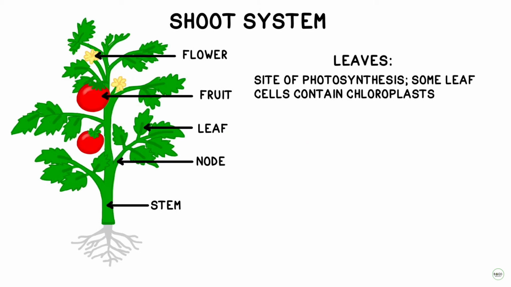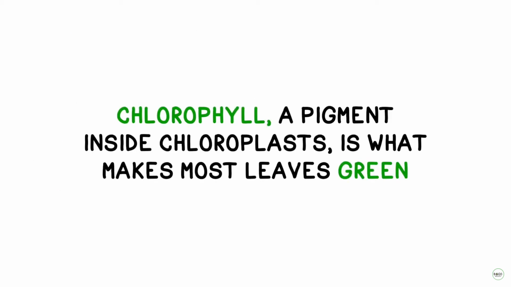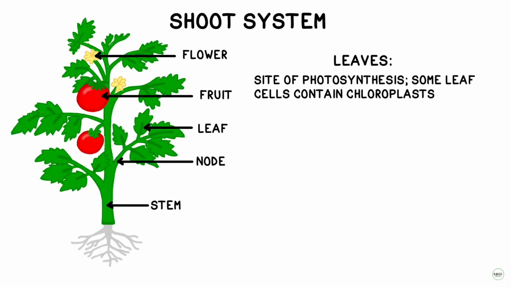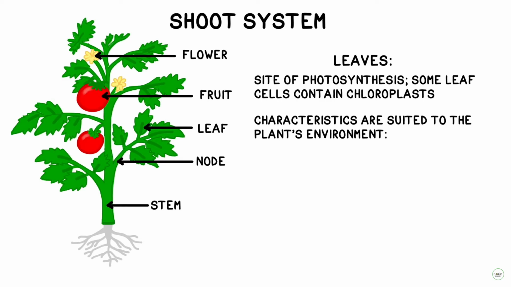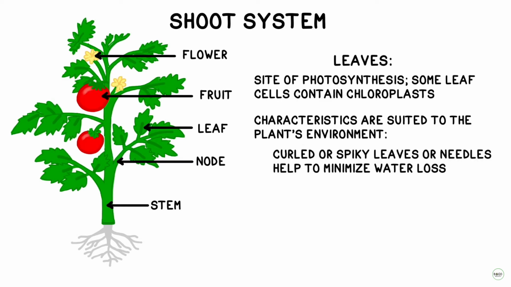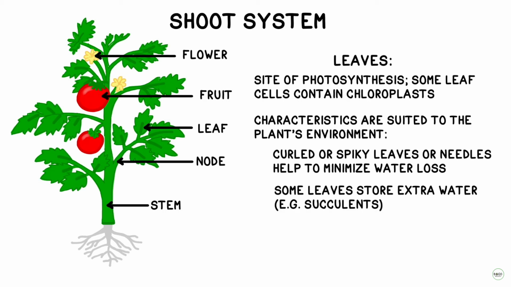Leaves are the major site of photosynthesis. Their cells contain chloroplasts, which harness energy from sunlight to produce sugars. Chlorophyll, the pigment inside the chloroplasts of the leaves, is what makes most leaves green. Leaves come in many shapes and sizes, each of which is specifically suited to its environment. For instance, plants in hot, dry environments often have spiky leaves or needles to help reduce water loss. In addition, some plants, such as succulents, store water in their leaf tissues.